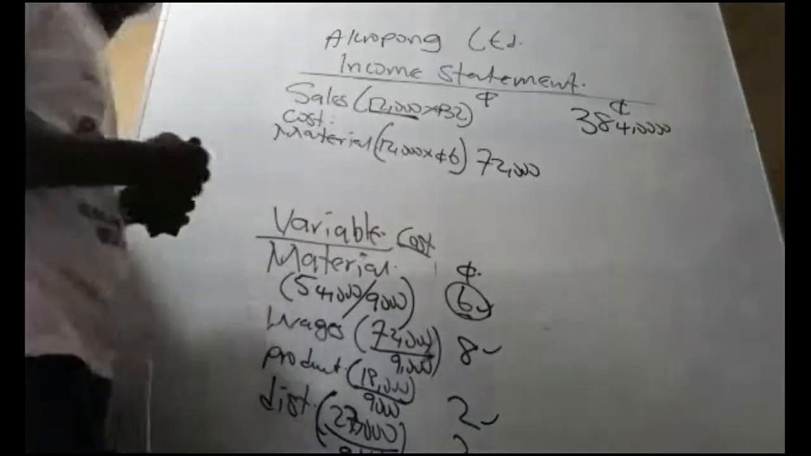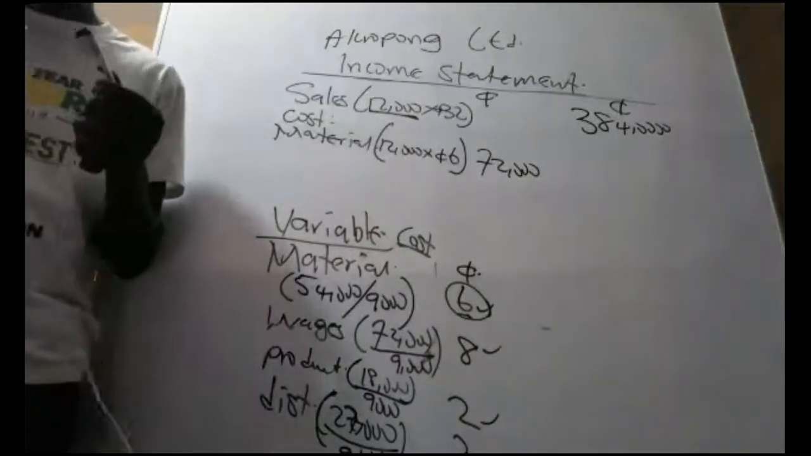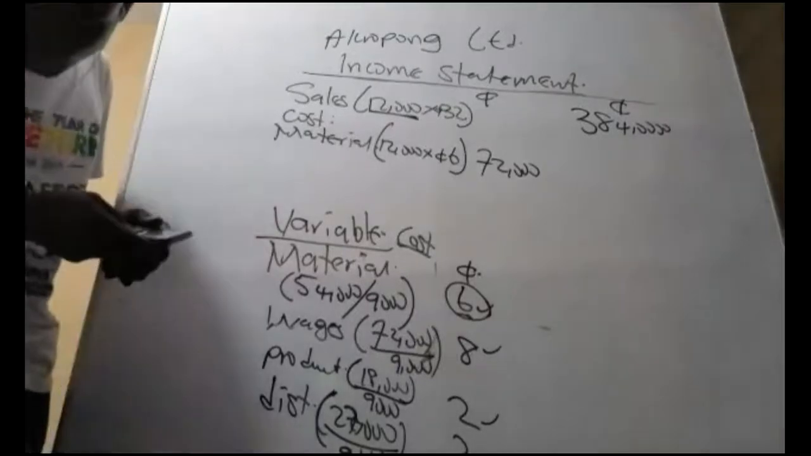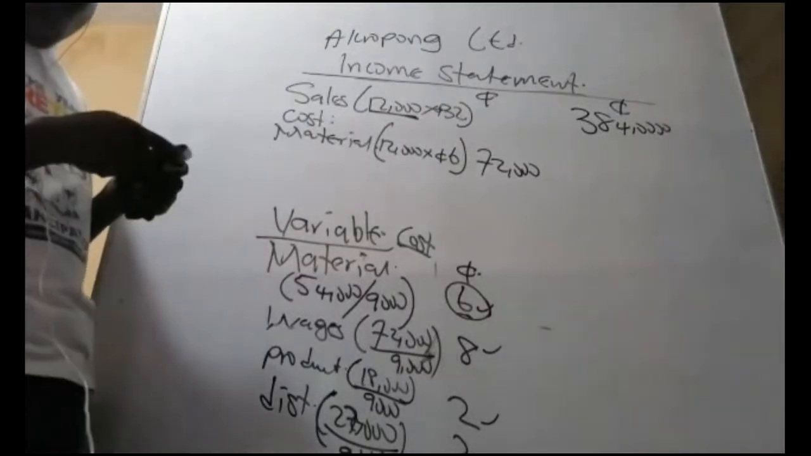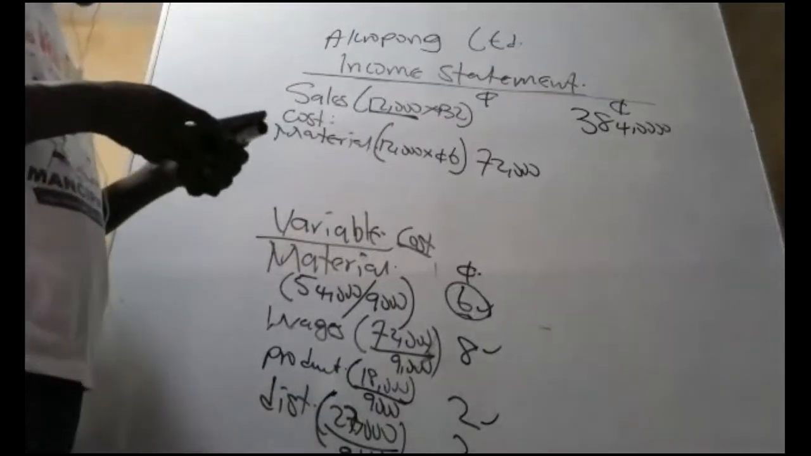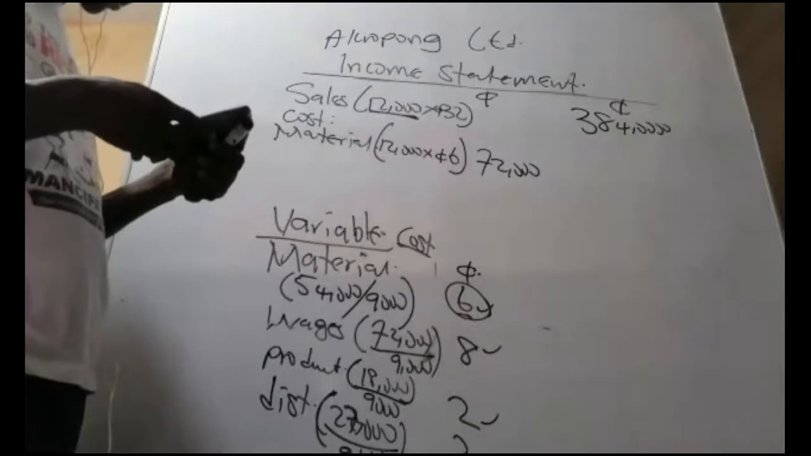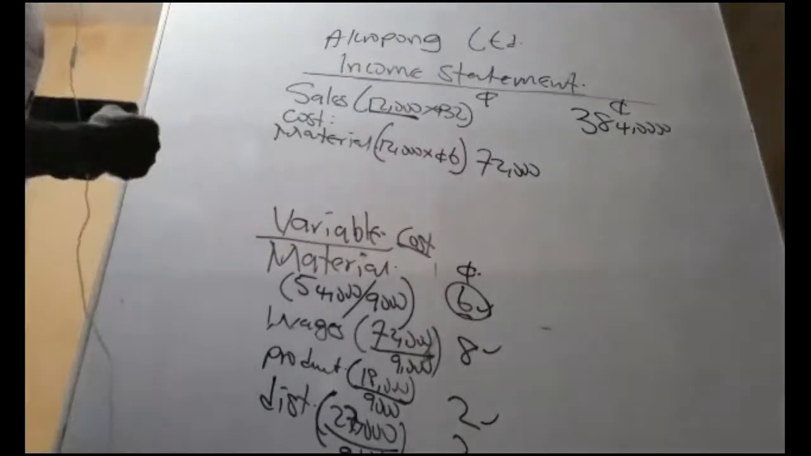12 by 6 is 72, agreed. Someone said 2228. No, it should be 12 times 6, which is 72. Correct. Now let's go to wages.